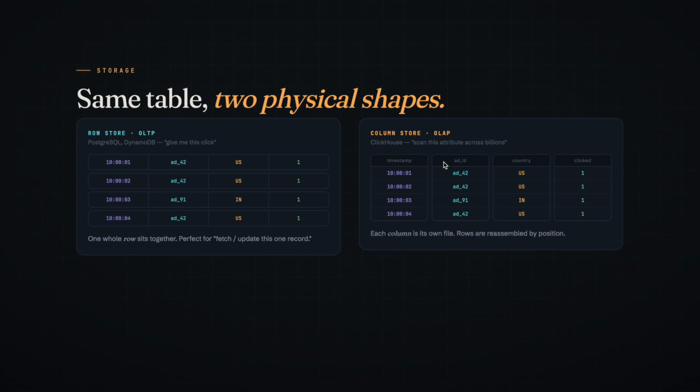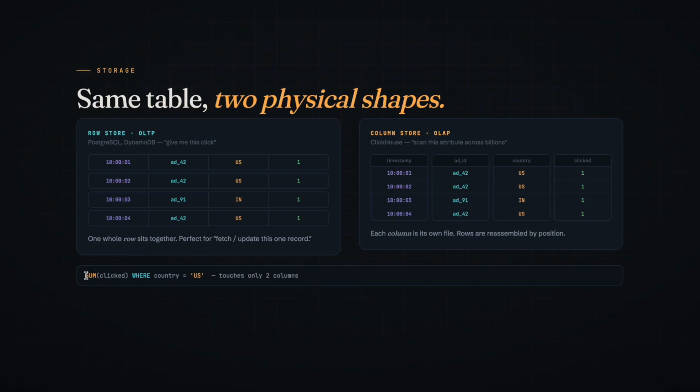But in column, we just have to do an aggregation. Like let's say I want to just aggregate the total number of clicks. The query engine just has to go to the click column and do a full scan, that is a summing aggregation, whatever operator we are applying. That is the powerful feature of a column store or the OLAP database.